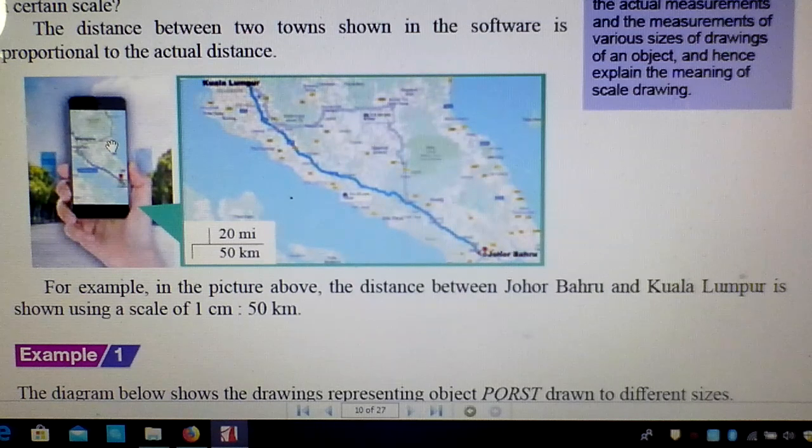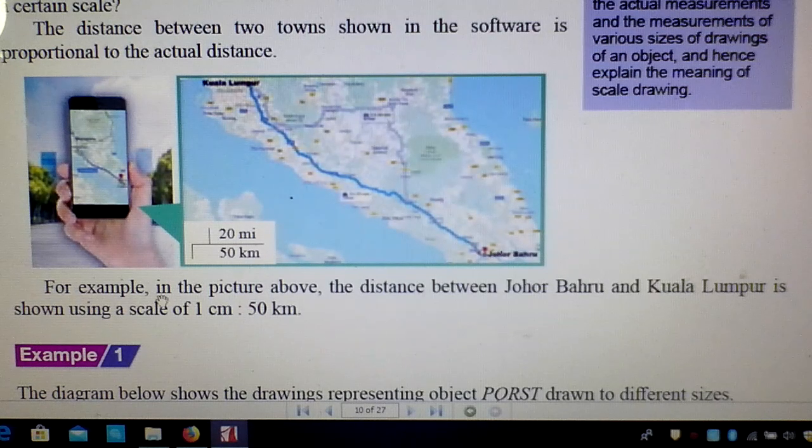Or on the screen of handphone, you can see the distance between Kuala Lumpur and Setiawan. That one is too long, nearly 300 kilometer, maybe more than 300 kilometer. So how can we draw it on the piece of paper or on this map? Meaning we use the concept of scale.